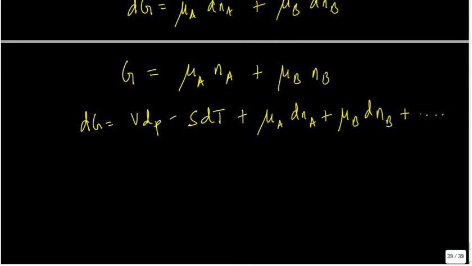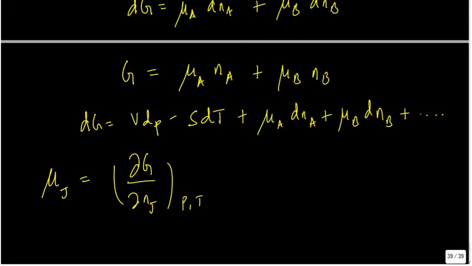I'm not yet done with that, but could you tell me what would be the definition of mu A? The partial molar Gibbs free energy. So let me write it like that. Mu of component J is equal to del G by del N of J at constant temperature and pressure, yes, with the rest of the components being held constant.